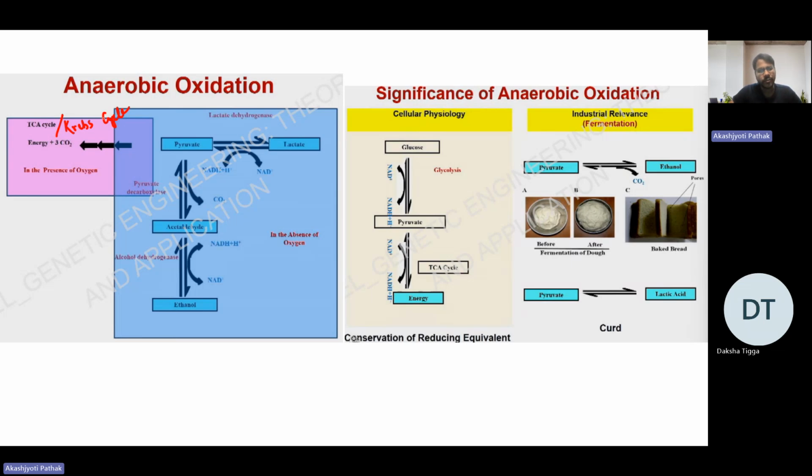Now for glycolysis to run, there also you require NAD plus. So who will give the NAD plus? In that case, your pyruvate is converted into lactate, or it is converted into ethanol. When your pyruvate is converted into lactate, your NAD plus is regenerated. Okay.